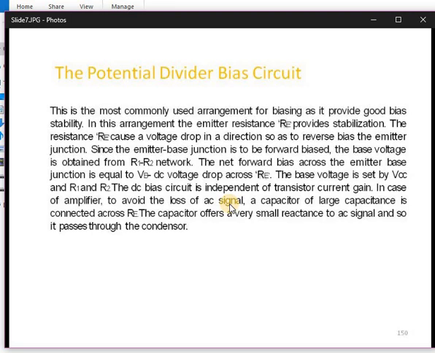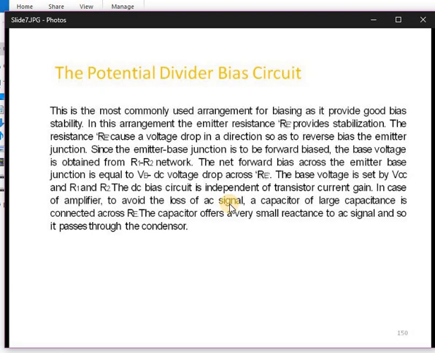So the DC bias circuit is independent of transistor current gain. The DC biasing is applied from R1 and R2 along with VCC, and this is independent of the transistor current gain.